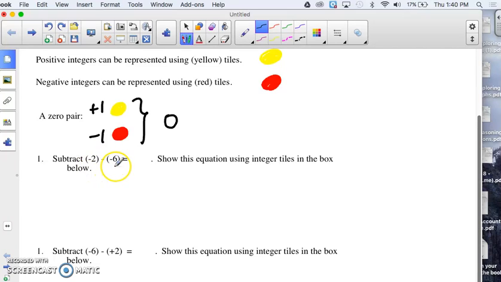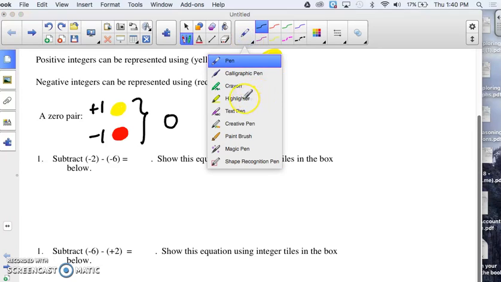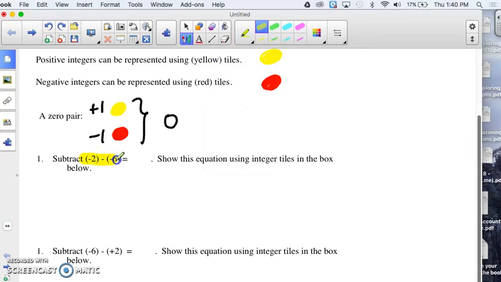So the first question you have on your page, it says subtract -2 minus -6. And I'm actually going to highlight that so that we're focused on what we have to answer. And it says, show this equation using integer tiles in the box below. So what I'm going to do is represent and look at the first one. Like what we did with adding, I'm going to look at the -2 here. So remember, a negative integer is represented by red. So I'm going to do 2 red tiles here. And right now, also, I'm going to put -2 right beside it.